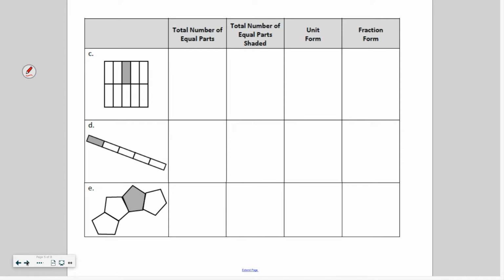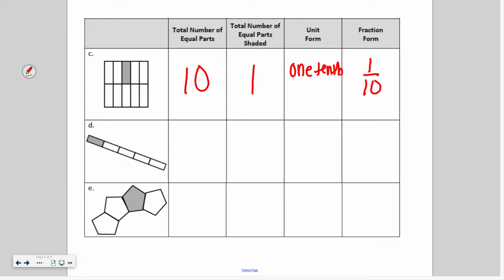So here I see 1, 2, 3, 4, 5, 6, 7, 8, 9, 10 parts. I'm going to write that in, total number of parts. Total number of equal parts shaded. I see 1 is shaded. So in unit form, I would write 1/10. In fraction form, I would write 1/10 with the numerator and denominator.